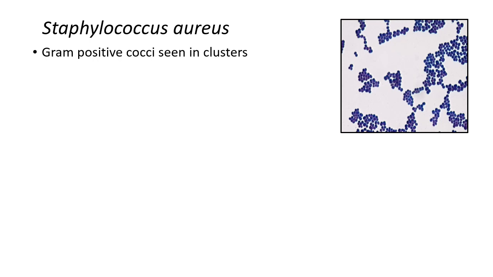So the most common species which you need to be aware of is Staphylococcus aureus, which belongs to, of course, the Micrococci family. So the same microscopic picture will be seen for Staphylococcus aureus, epidermidis, hemolyticus, all of them on gram stain will give this picture. So it will be a gram positive cocci seen in clusters.